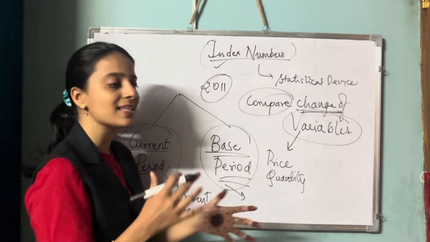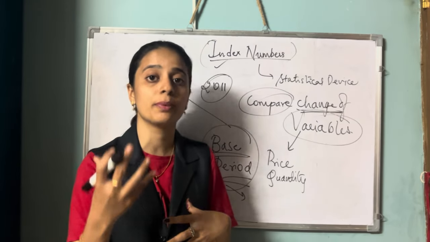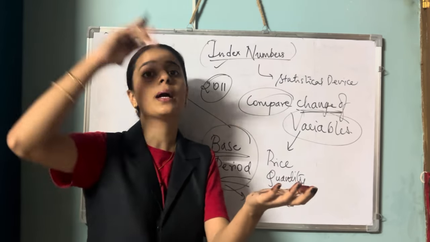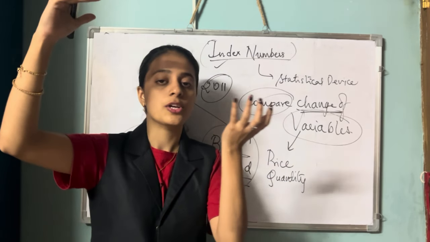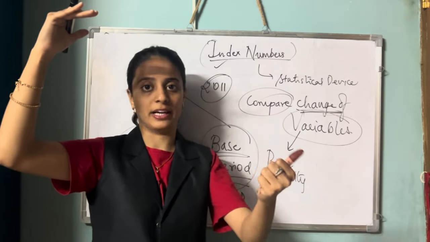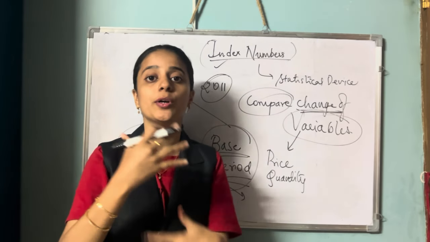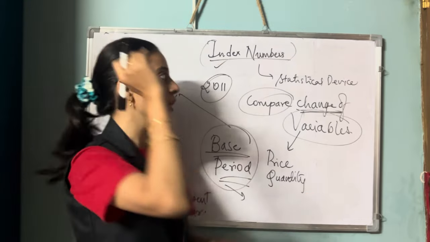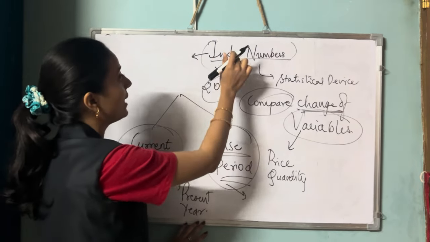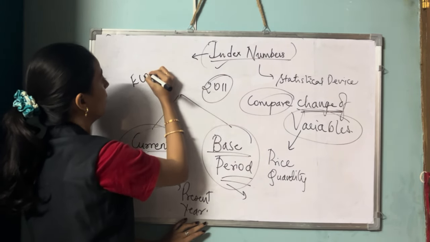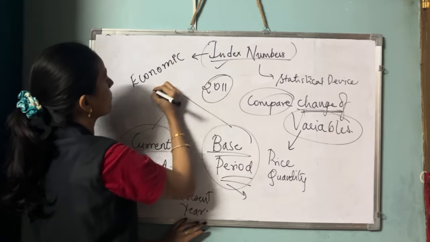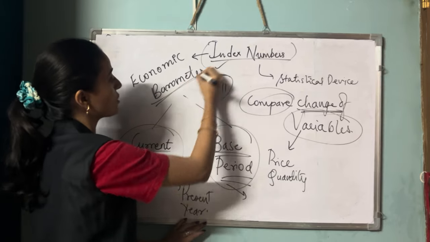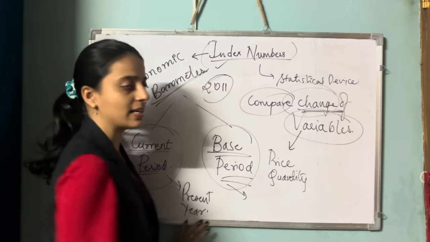So base period is any such important period or any such previous year which you take as a parameter to compare with the current year. So base period is which? The past period or any important year in which a particular thing had happened and you are trying to compare that period with the current year. So with this we can term that index numbers are nothing but economic barometers which help us to understand the changes that are happening.